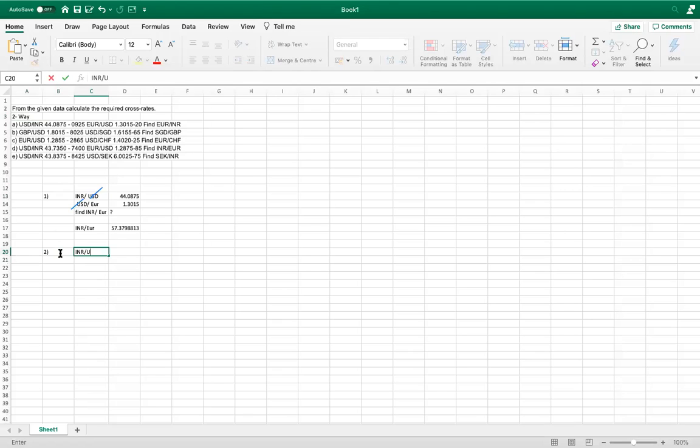There is no hard and fast rule. You always write number of INR per USD. Okay? It's easier to remember. 43.8375.